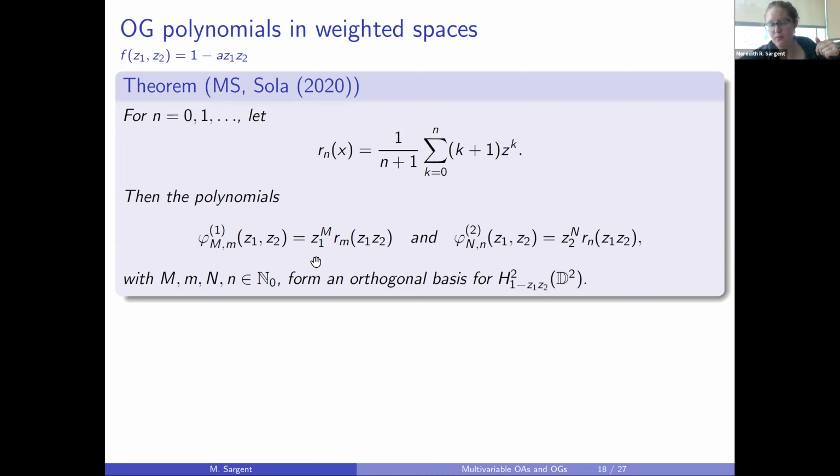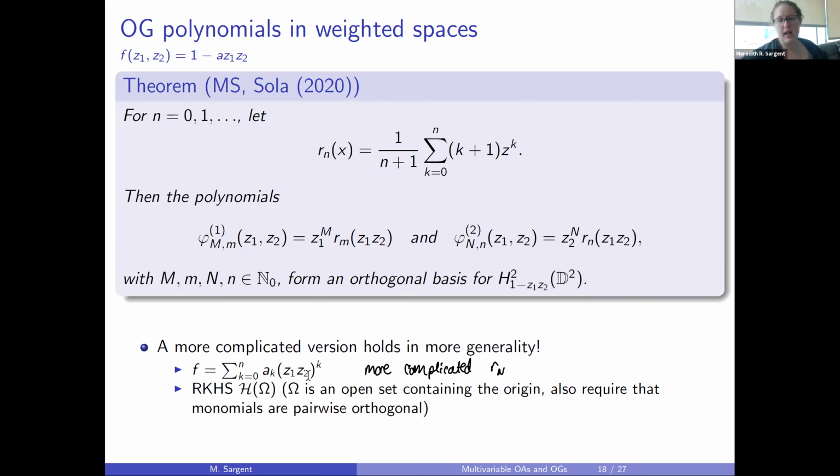Now, we actually have a more complicated version of this in our paper, which holds in more generality. Instead of just having 1 minus Z1, Z2, we've got it for grab yourself a polynomial, plug in Z1, Z2, use that as your function, as your weight. And this will just yield a more complicated Rn. If we actually go back, it'll have to do with how long these rows are.